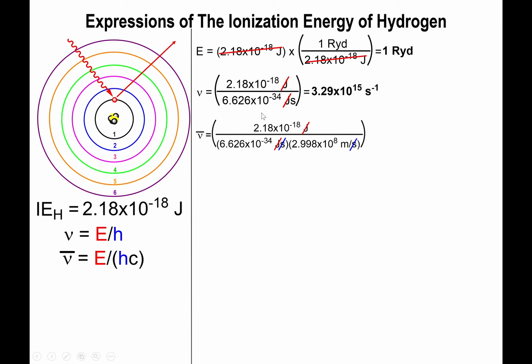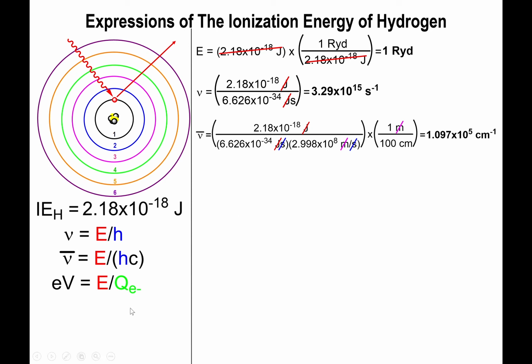I highly recommend that you do use parentheses for every exponential number present in here as you do your calculations. Now here I'm going to go a little bit further. I'm going to change the meters into centimeters. Notice that we have meters on the bottom, so we place meters on top. That's equal to 100 centimeters. This means that the wave number associated with the ionization of hydrogen is equal to 1.097 times 10 to the 5th inverse centimeters. That is another expression of the ionization energy of hydrogen.